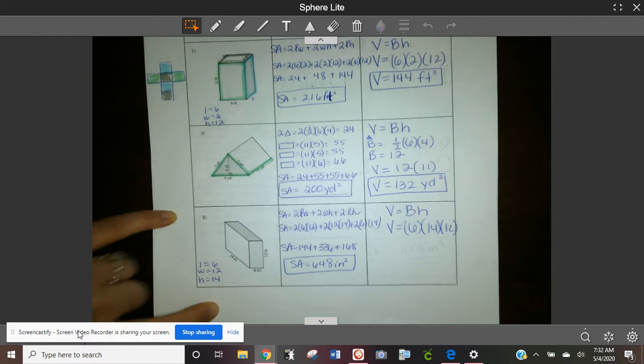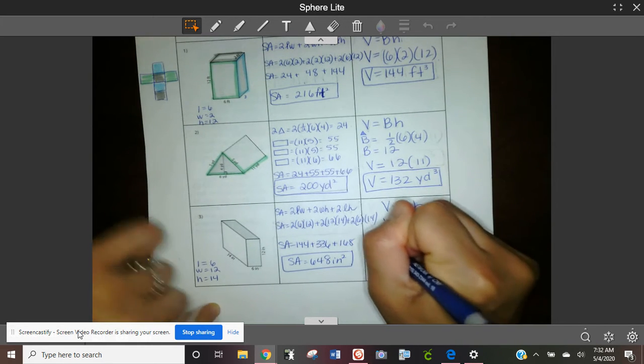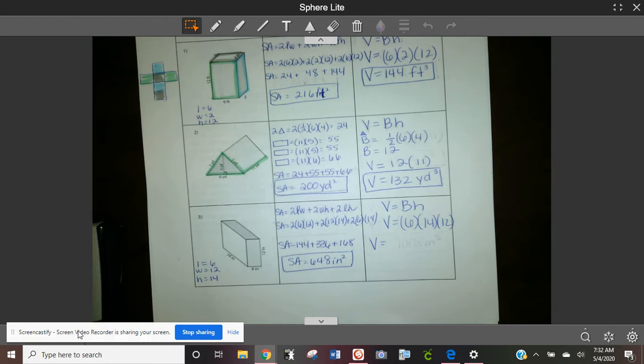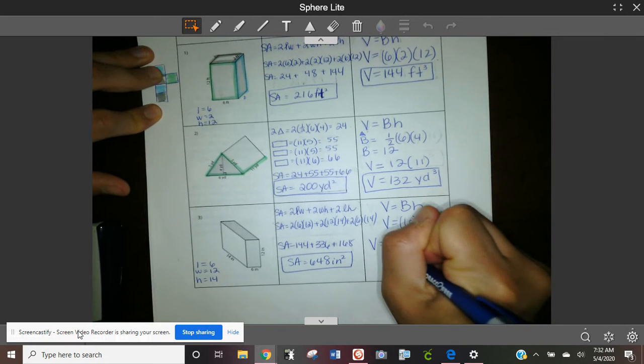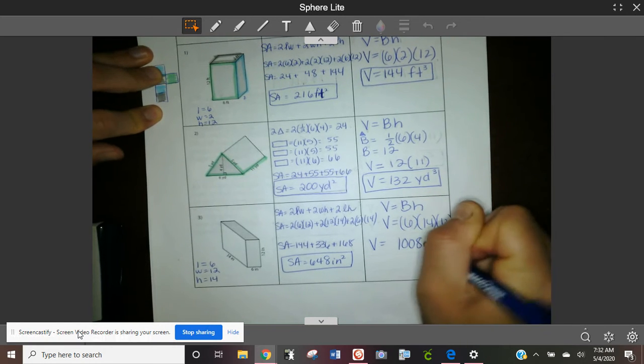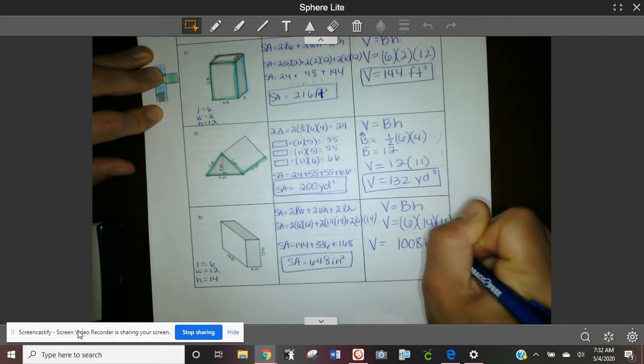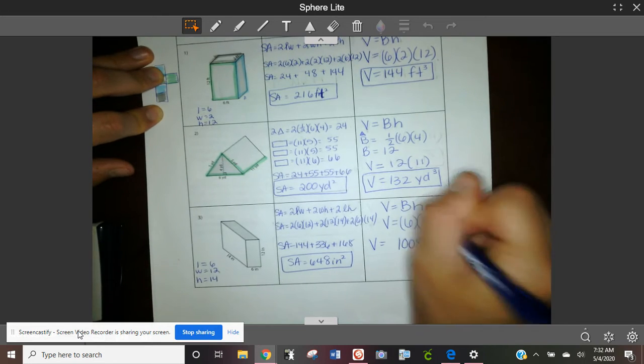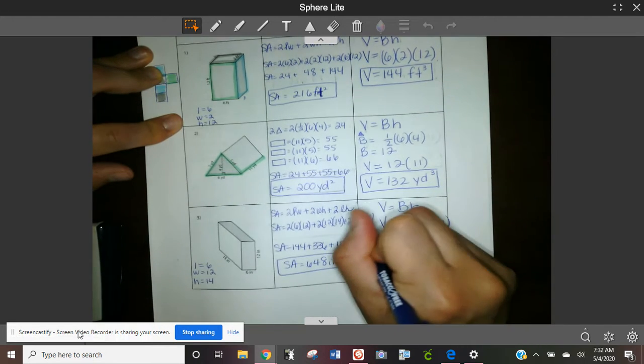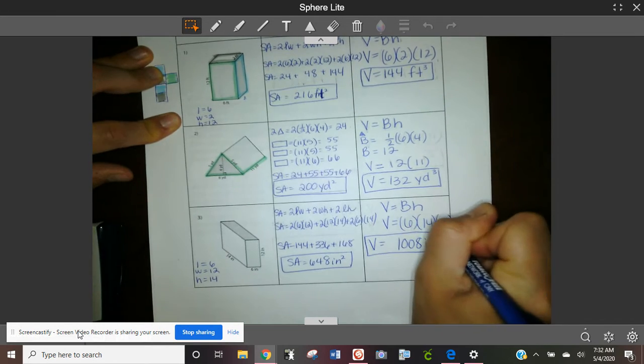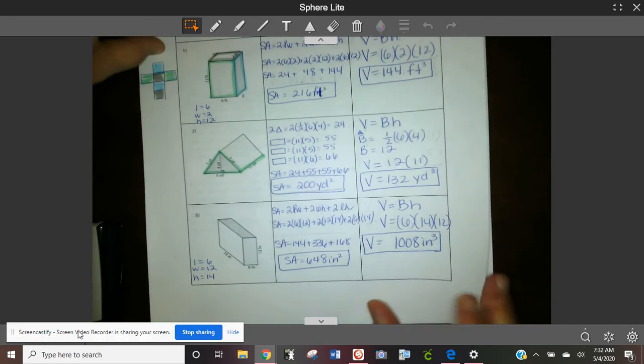Okay. Volume of prisms are by far the easiest thing because really it's just length times width times height. But to make it easier for you guys, we give you this B, or capital B times H, because it does in fact work for every single prism and a cylinder.